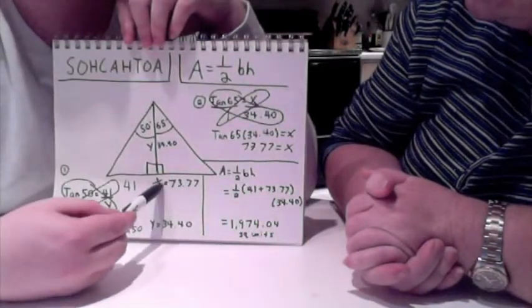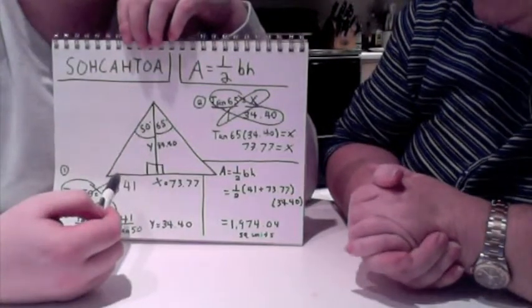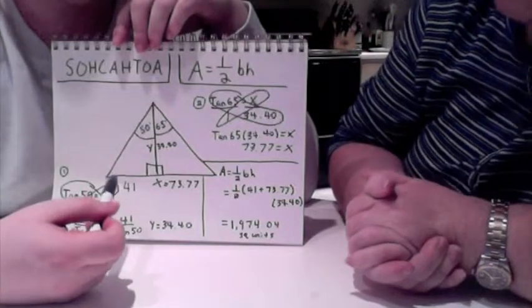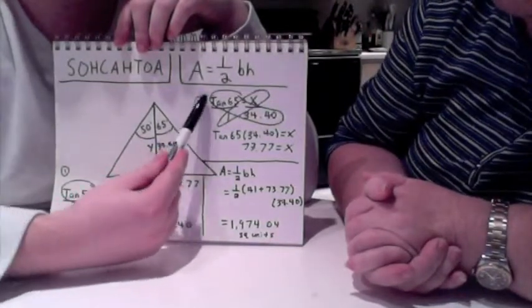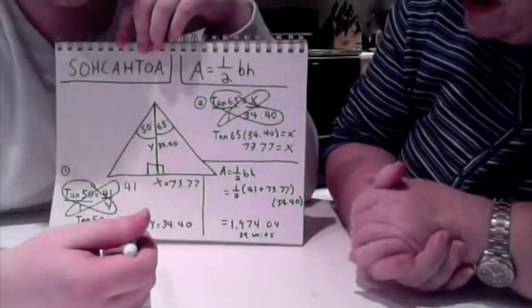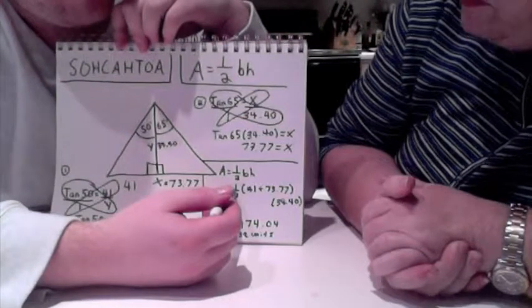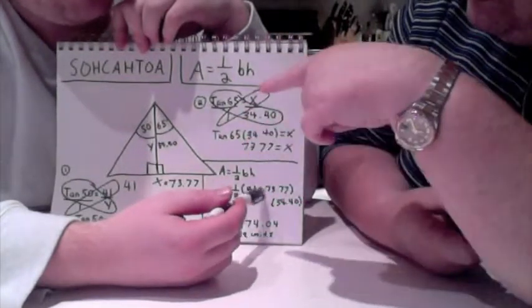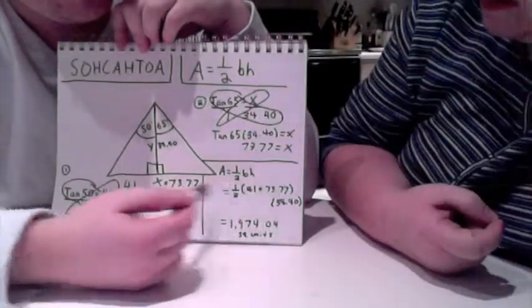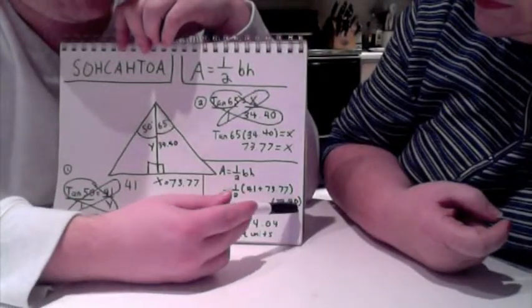So now that we have the bases and the height, we can find the area. The formula for the area of a triangle is A equals 1/2 base times height. So we're going to take A equals 1/2 times 41 plus 73.77, because we have to add both of them together, times our height, which is 34.40.